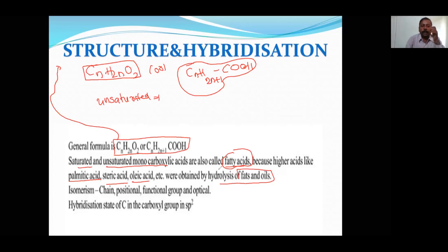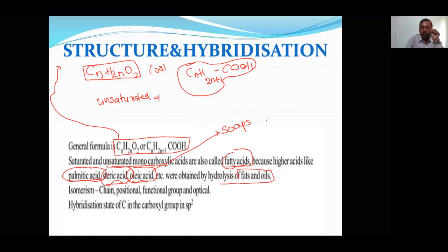When oils and fats are treated with water, we get these, and they are used in soaps also. Soaps use these acids, but they use their salts: sodium palmitate, sodium stearate, sodium oleate. So I am writing it here also. They are used in soaps.